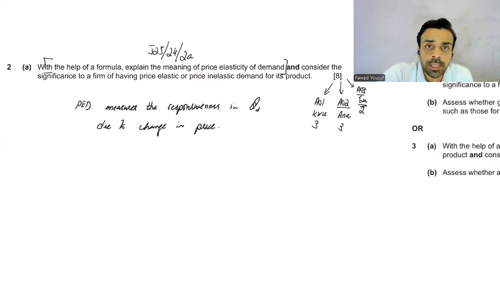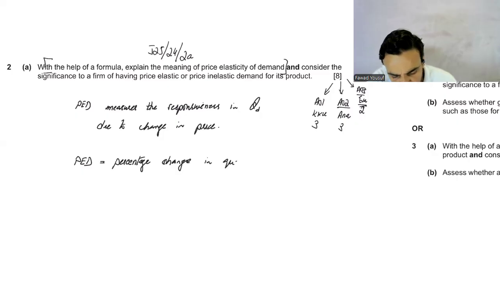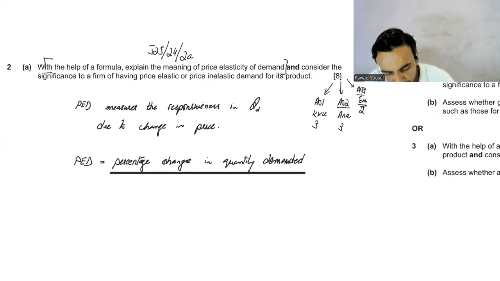So simple. Then after that you have to write the formula. So your formula is, I think you should write it in full, but honestly I would give you the mark even if you do it in abbreviation terms. Percentage change in quantity demanded, divided by percentage change in price.